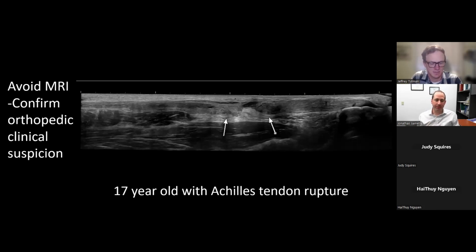Depending on the age of the patient, I also do some adult work as well. If they're going to possibly do non-operative treatment, they want to see that it can gap down, so to speak, to less than a centimeter. If the gap is really wide, they have to go to surgery. But if the tendon is torn and the ends are very close together, they could theoretically offer non-operative treatment depending on the patient's clinical status. So here's just an example of avoiding an MRI for Achilles tendon rupture.